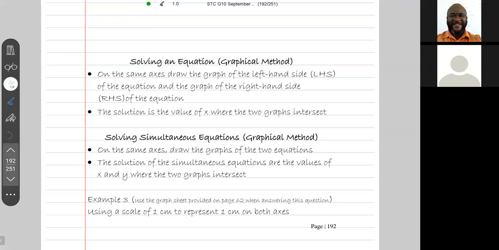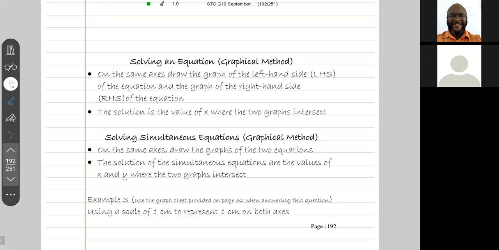And the solution for the equation would be the value of x where the two graphs meet. So whenever you are asked, and you're going to see it in the future, to use a graph to solve an equation, on the same graph sheet, you must draw the graph of the left-hand side of the equation, draw the graph of the right-hand side of the equation, and the solution would be the value of x where the two graphs meet.